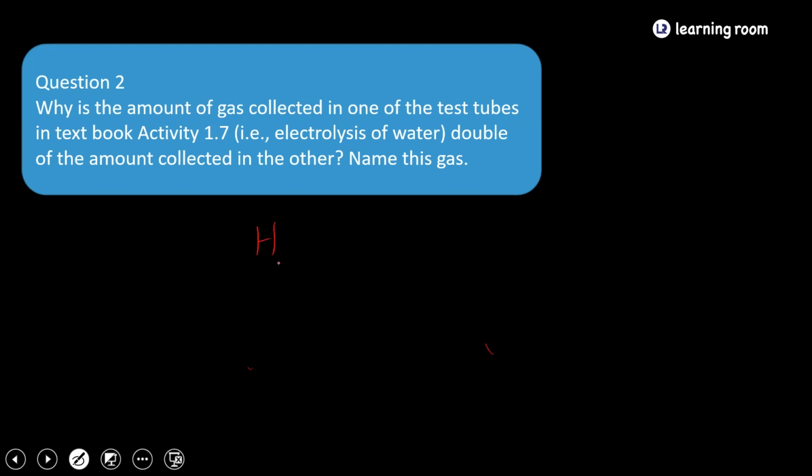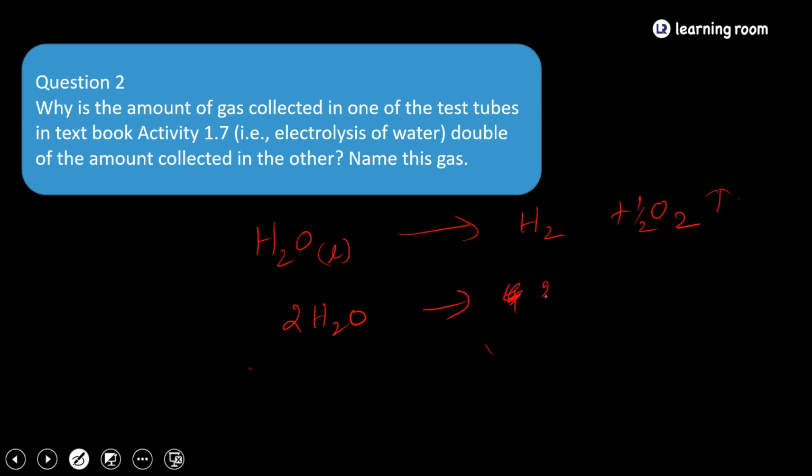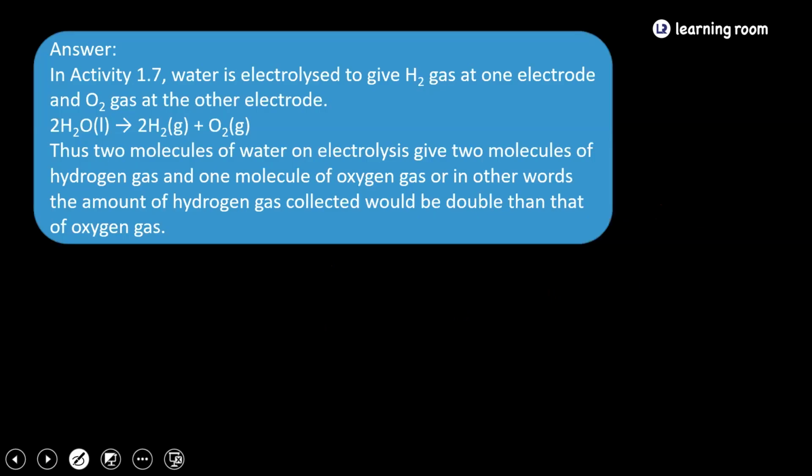So you have taken water, which will be liquid. When you are doing electrolysis, it will give hydrogen and oxygen gas, right? So you will get half the amount of oxygen. So if you want to write the balanced equation, 2H2O gives 2H2 plus O2 gas, right? So we'll check the answer.